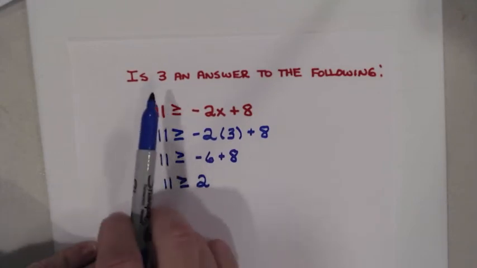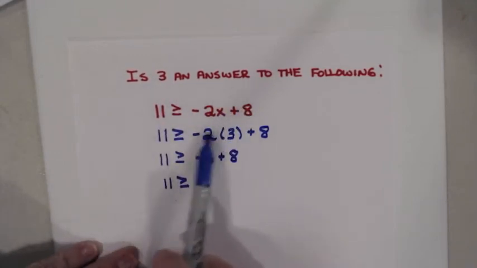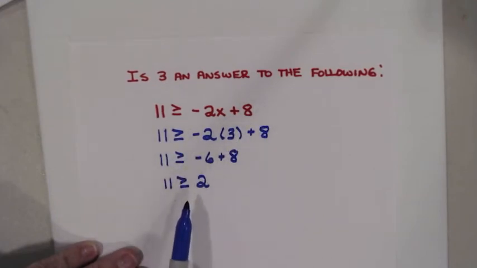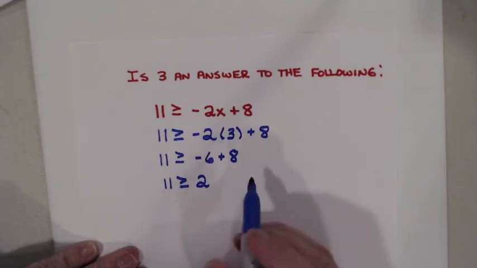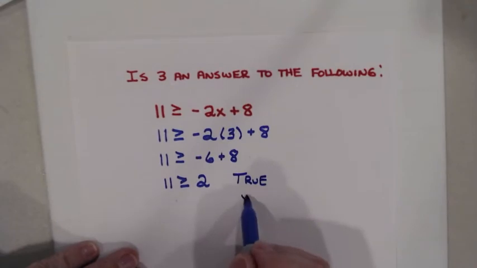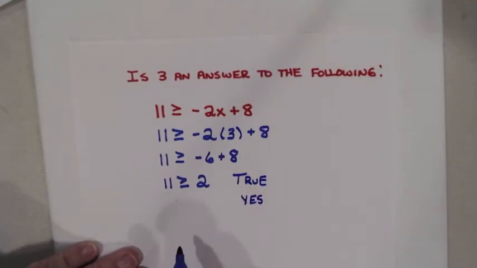For this one, they're trying to determine whether or not 3 is an answer for what's in red right here. After you do your math, you can determine, yes, 3 is an answer to this. So you would write true, or you could write yes, it is.